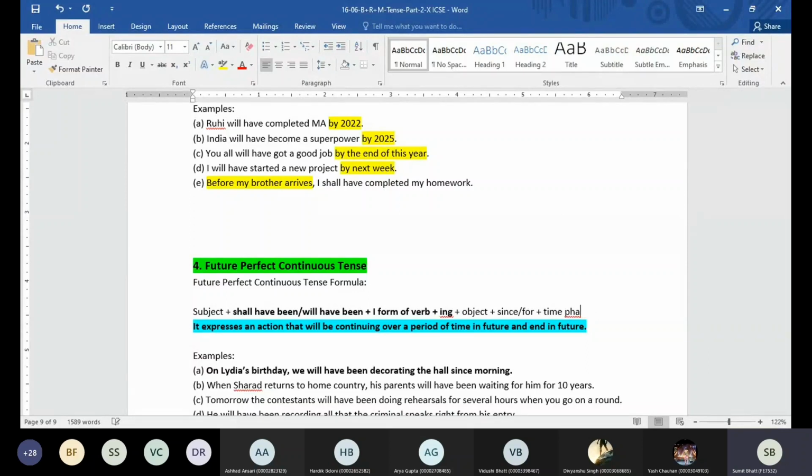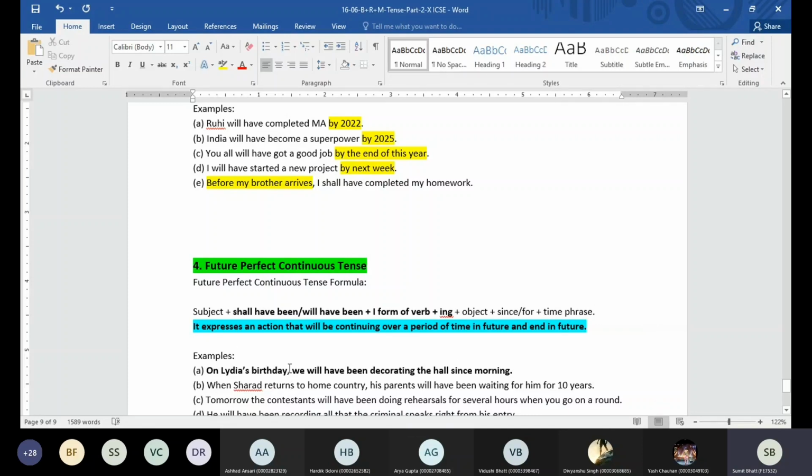Now it's not important at all. We can use a time phrase, or if you don't have a time phrase, then also you can make a sentence. That means that with a certain time the thing will be going on in the future. For example, there is a girl, her name is Lydia, and her birthday is falling on Sunday. So it's not today, but it's falling on upcoming days. So here we can make a sentence, guys, on Lydia's birthday.